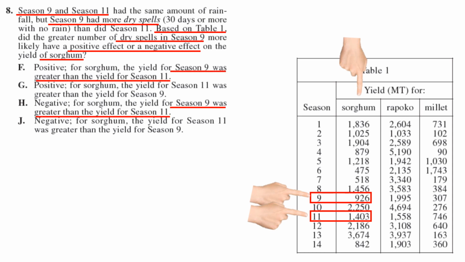So we can go ahead and eliminate choice F and H because that's not true based on the information in the table. Season 9 did not have a greater yield than season 11. Now you just have to say why. It had a negative effect because it didn't have as much yield. So J.